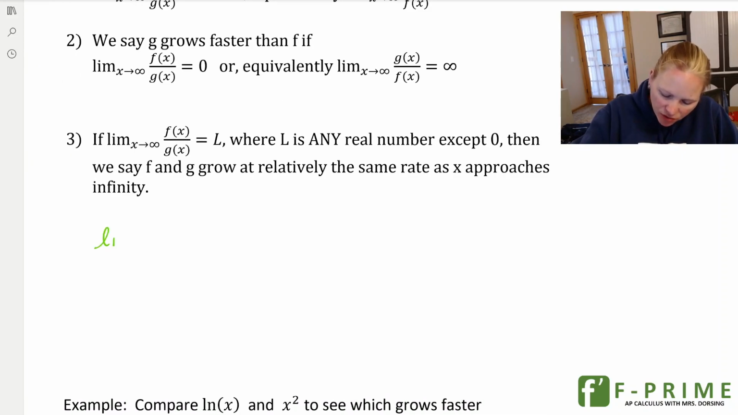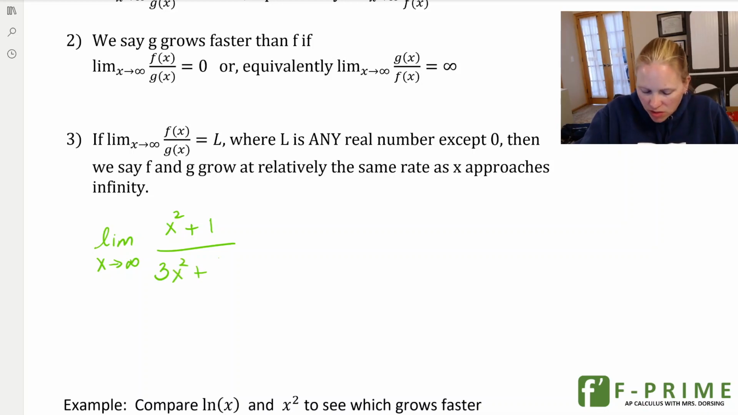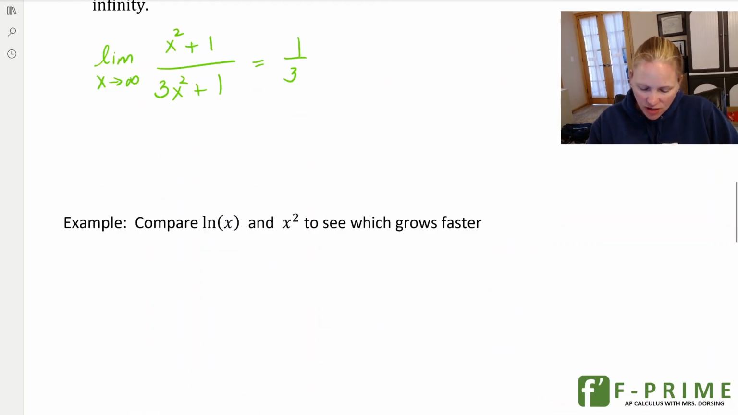So, for example, if you wanted to do the limit as x approaches infinity, where one polynomial is x squared plus 1 and the other polynomial is 3x squared plus 1, well, when you evaluate this, you end up getting 1/3. So that means they grow at the same rate. They're both quadratic functions and they grow at the same rate. In the long run, when x is super duper big, multiplying it by 3 isn't going to do much to it. Squaring it is going to do something to it. But multiplying it by 3, we're talking about quadrillions and infinite values.